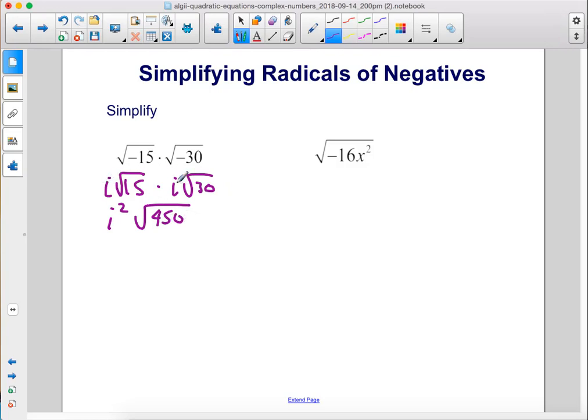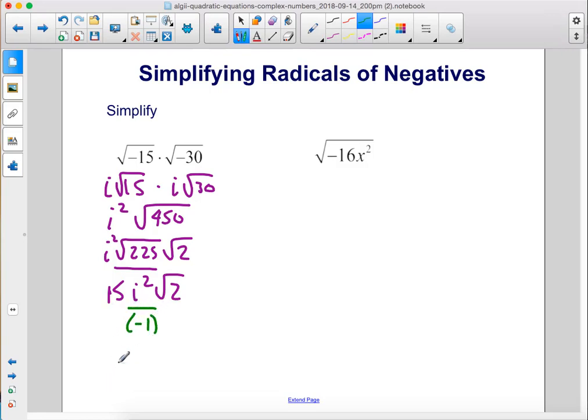And I'm also going to multiply the i's together. i times i is i squared. 450 we're going to break apart into two different radicals. 225 times the square root of 2. Because 450 is 225 times 2, so we can break those into two different radicals. This portion here is 15. So we have i squared still. So we have 15 times i squared times the square root of 2. i squared is negative 1. So this becomes negative 15 times the square root of 2.